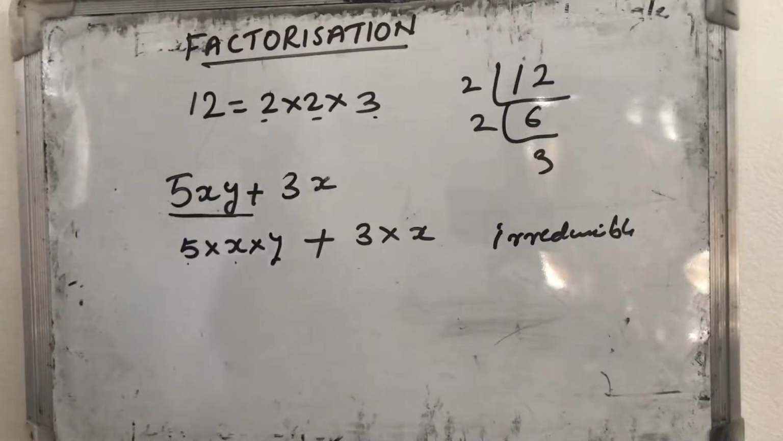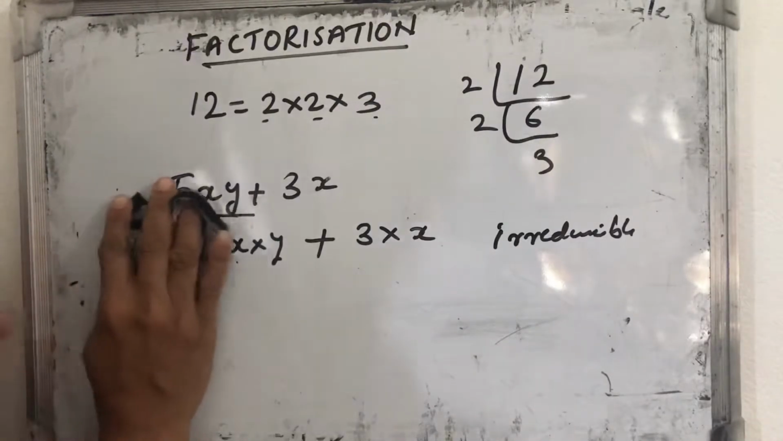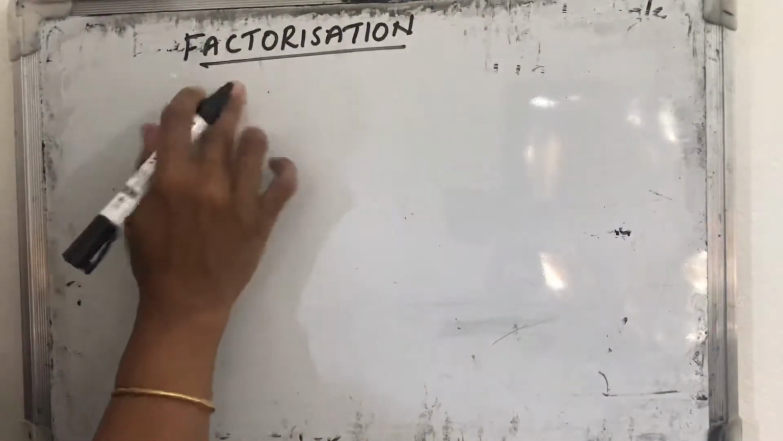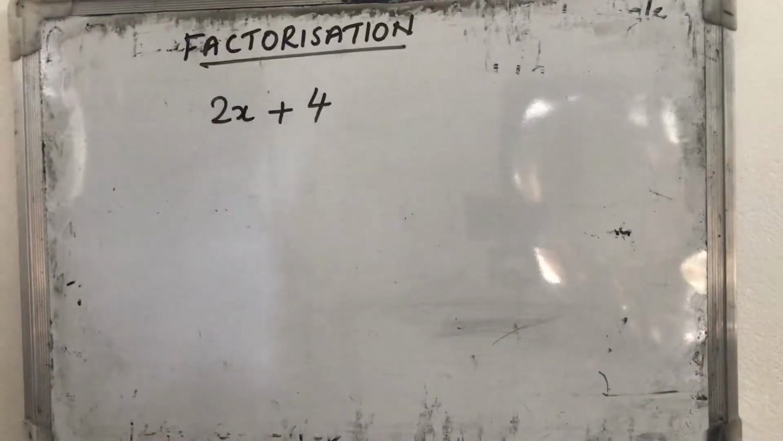For different algebraic expressions, we can use different methods for factorization, which we are discussing now. The first method is the method of common factors, where we find the common factors of the given expression. For that, look at one question. Consider the expression 2x plus 4. How can we factorize this?